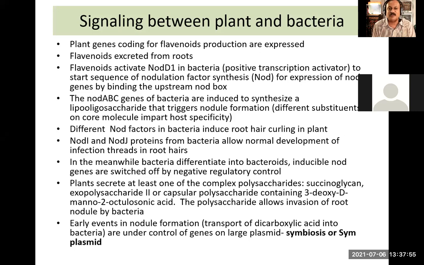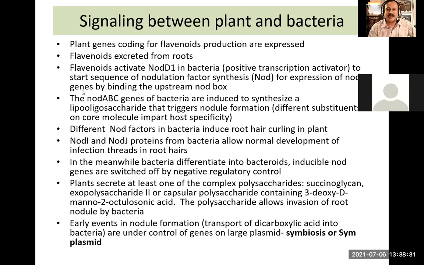What actually happens is there is a gene called NodD1, and this will be activated. The product of this gene, capital N, is the protein. That protein is a positive transcription activator, and this positive transcription activator will start the whole sequence of nodulation factor synthesis. When the nodulation factor is synthesized, it will be useful for expression of all the NOD genes, that is, the nodulation genes.